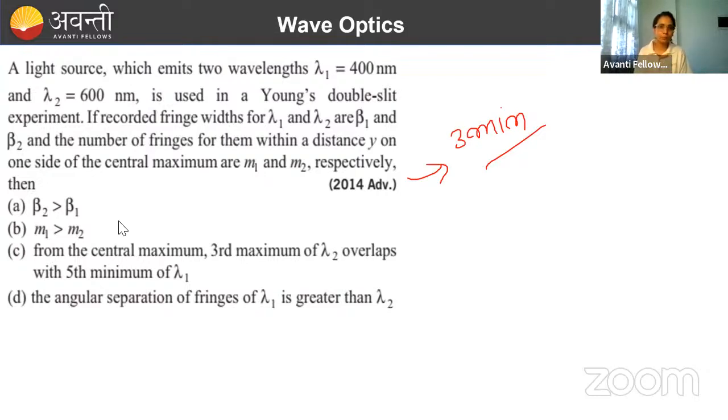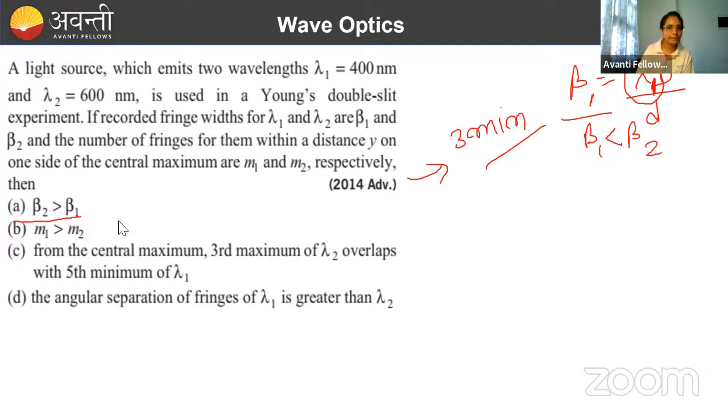Angular separation of fringes, what will it be? If you're talking about two consecutive fringes, then it will be lambda by d. Lambda 1 is less than lambda 2, no? So the first option is asking about beta, which is your fringe width. Fringe width is written as lambda D by d. So lambda 1 D by d. So what will be the relation between beta 1 and beta 2? D by d is constant in both. Lambda 1 is less than lambda 2, which means beta 1 will be less than beta 2. So beta 2 is greater than beta 1.